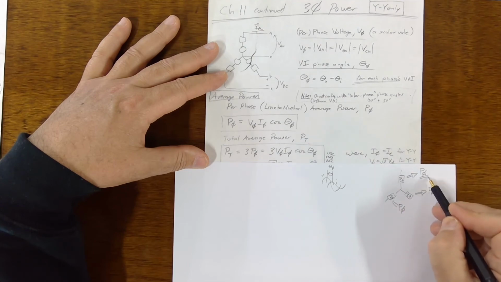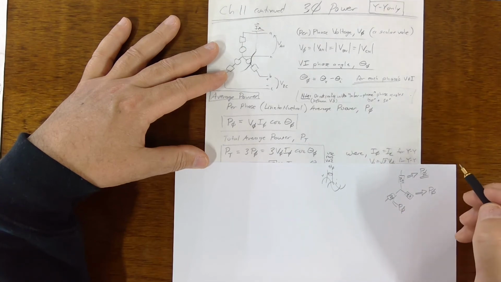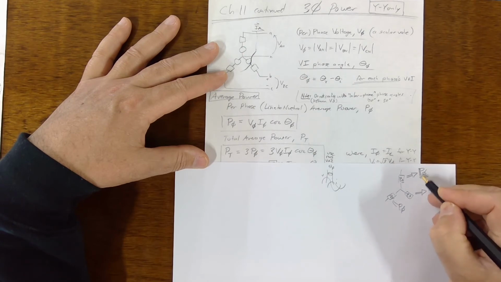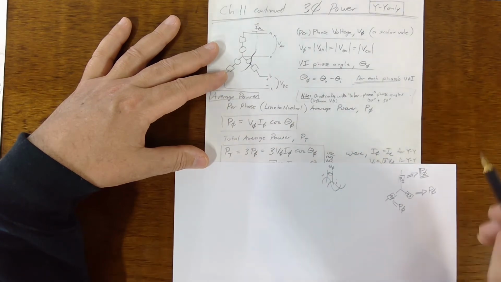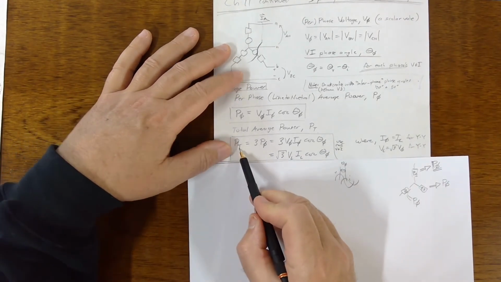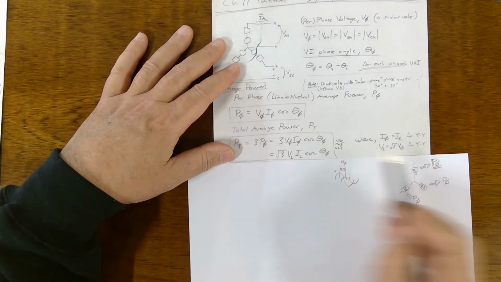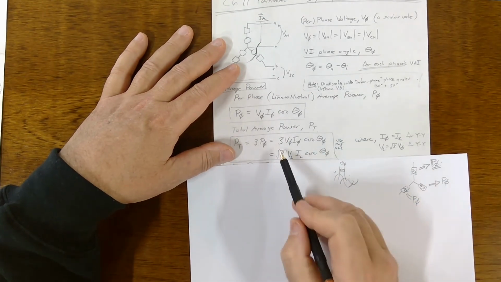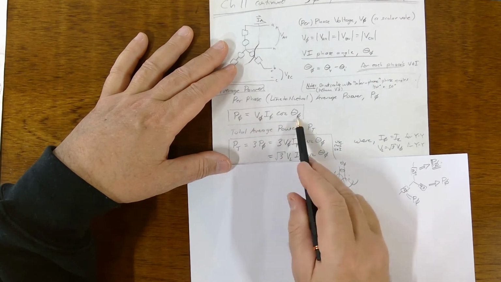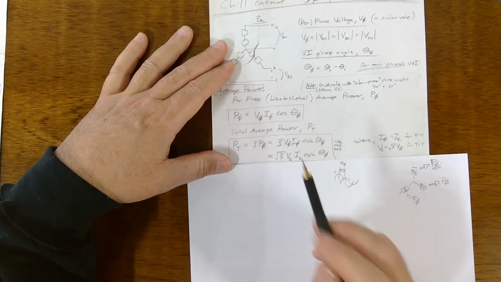Now this is power. It's not going to have it. It's just the P component. So just the P component. So the total power for this three-phase load is just 3 times each of these P phis, and that's given by 3 times this above expression.